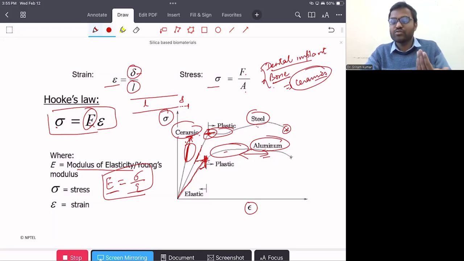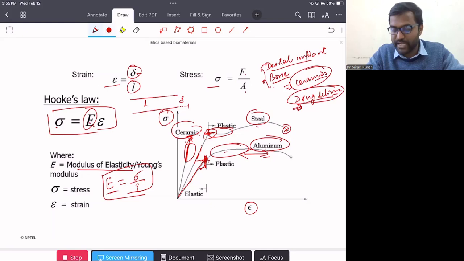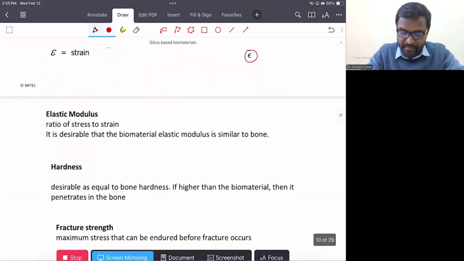But if you want to develop maybe for drug delivery, for that we need very flexible kinds of materials that can be easily modified in the body conditions. So for that, we need different kinds of materials, maybe polymeric kinds of materials. So these are the things we need to understand.